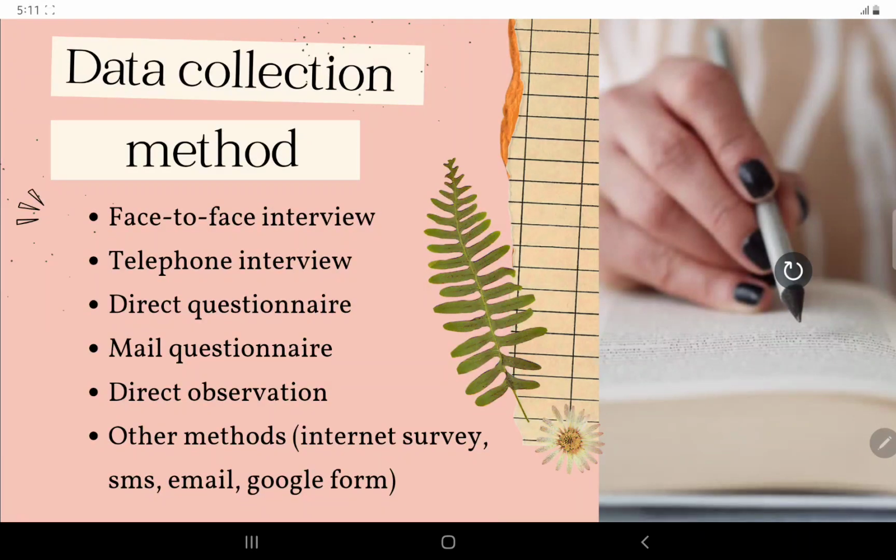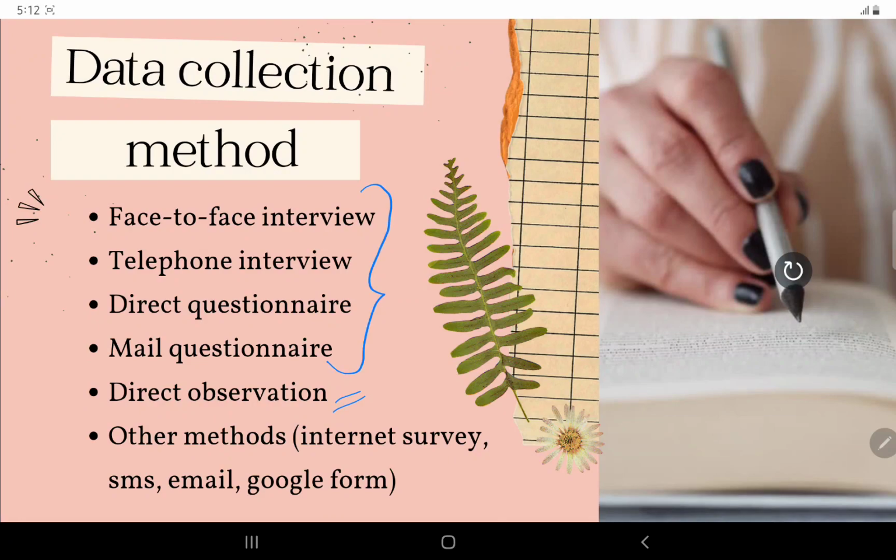Okay, next we move on to data collection methods. There are various data collection methods such as face-to-face interview, phone interview, direct questionnaire, mail questionnaire, direct observation. Other methods such as internet survey, SMS, email and Google Form. Okay, yang biasa dibuat adalah yang ni. Okay, yang biasa. Direct observation susah.